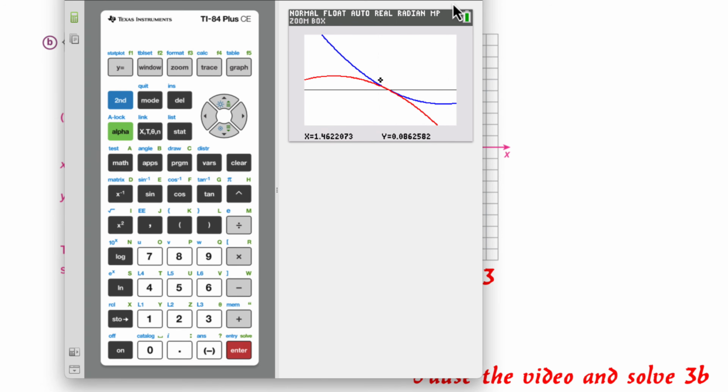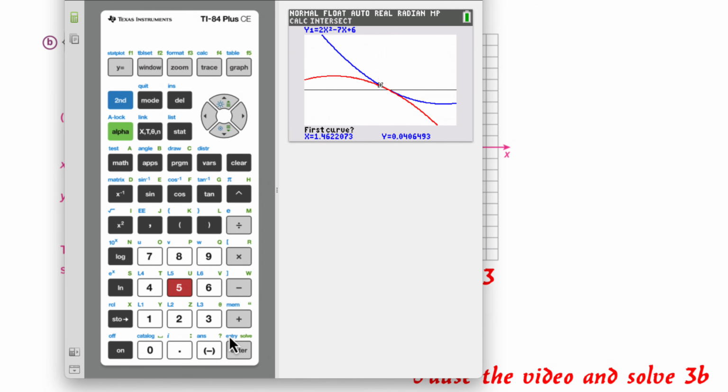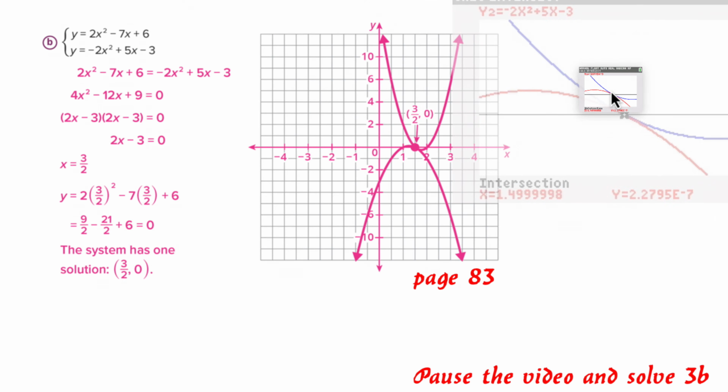So I can really look at this and see, does this intersect twice or once, right? And it appears to intersect one time right there, whatever point that is. So I'm going to do second calculate the intersect. Got it. And then I'm going to hit enter, enter, enter. And then here's our intersection, and we have to understand some things about the calculator. If we're going to use the technology, we have to understand it.